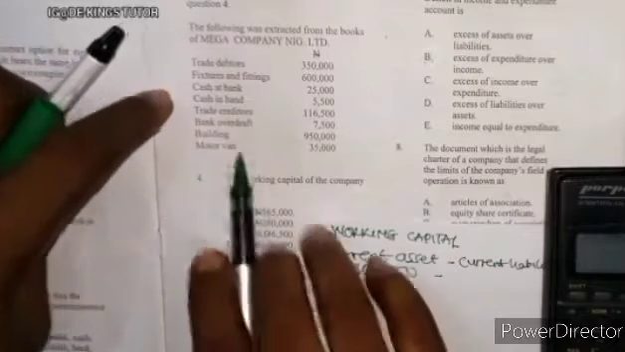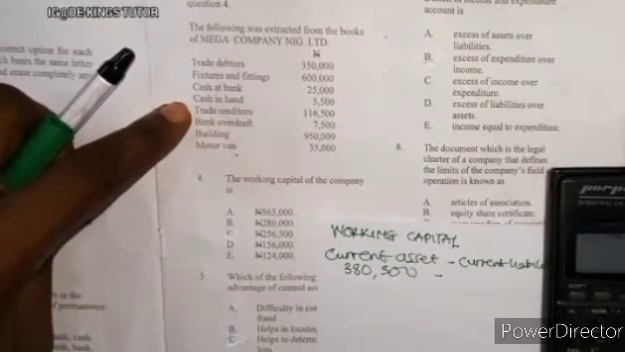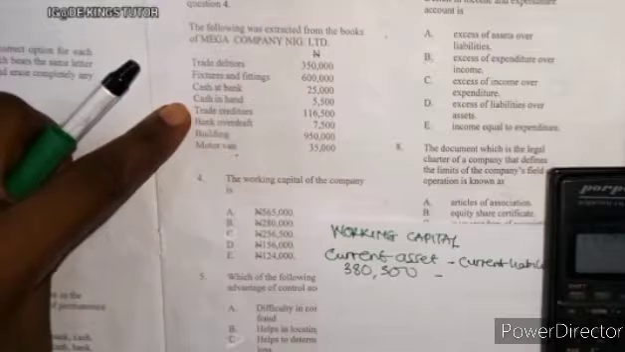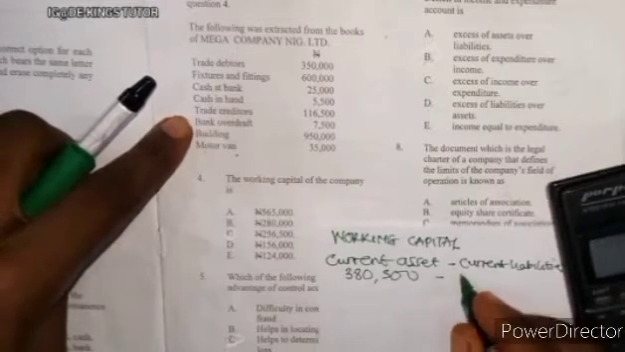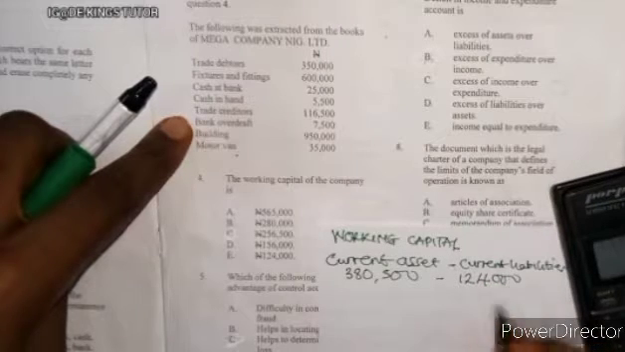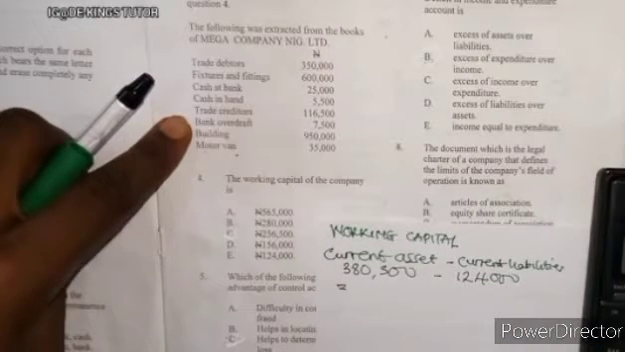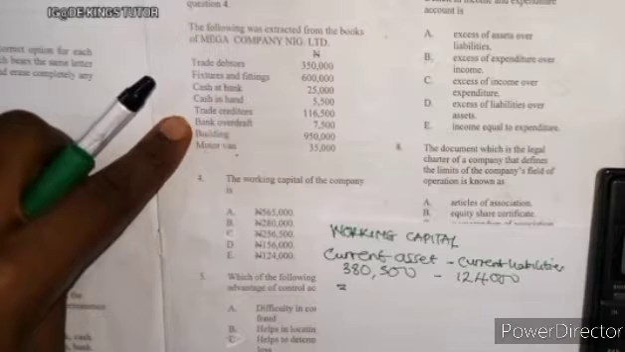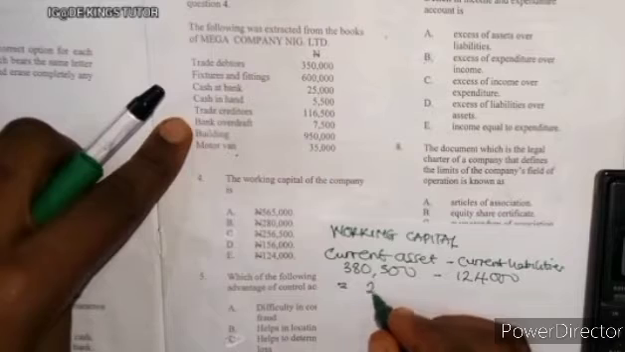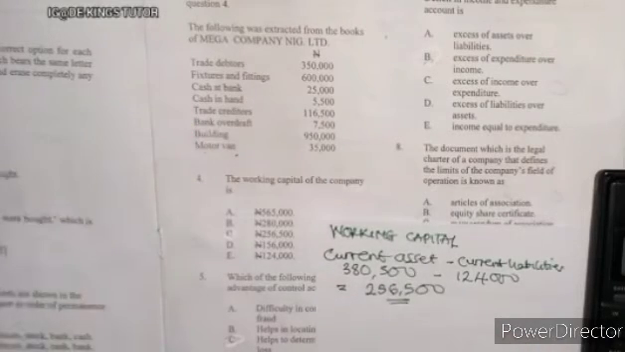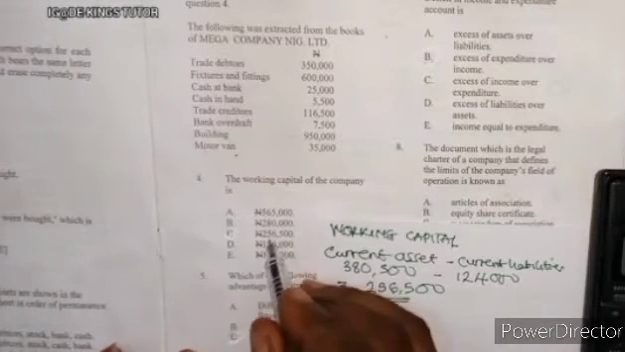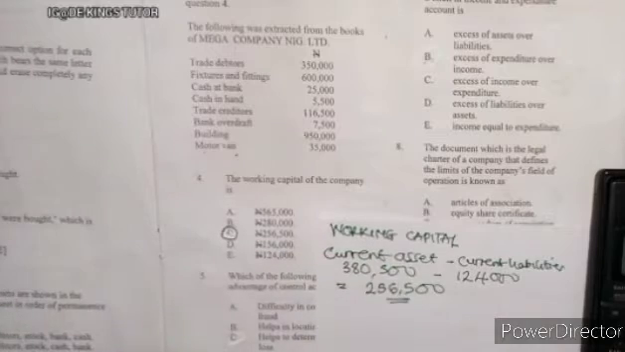And the current liabilities are the trade creditors, 116,500, plus bank overdraft 75, that's 124,000. So it is now 380,500 minus 124,000, so we have 256,500. Okay, so if we check whether there is 256,500 here, yes, it's C. So we tick that.